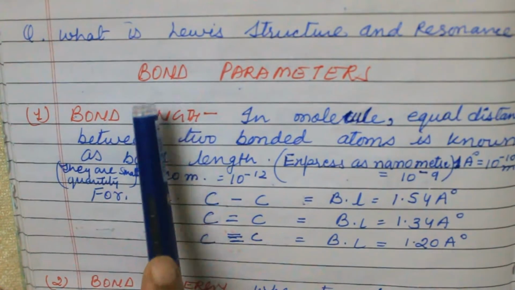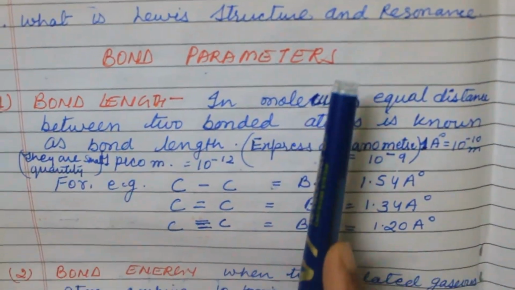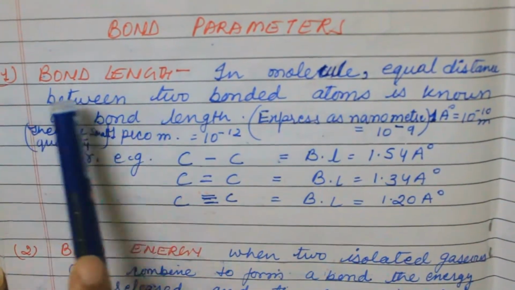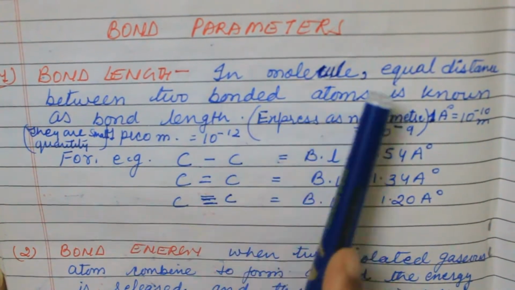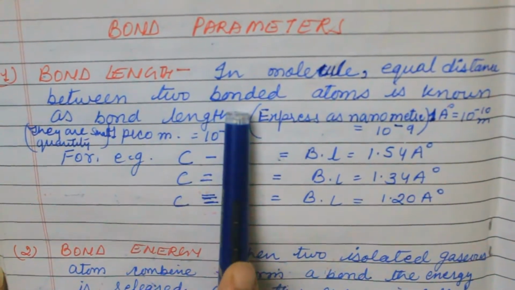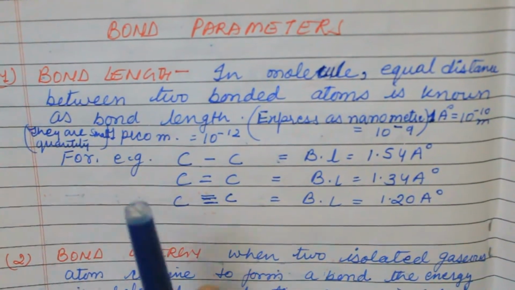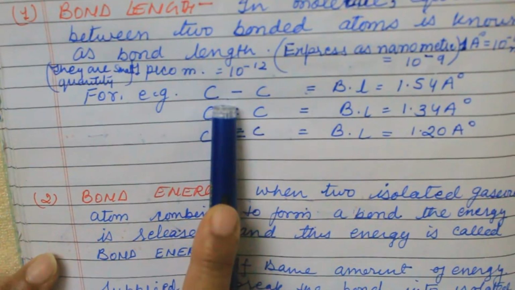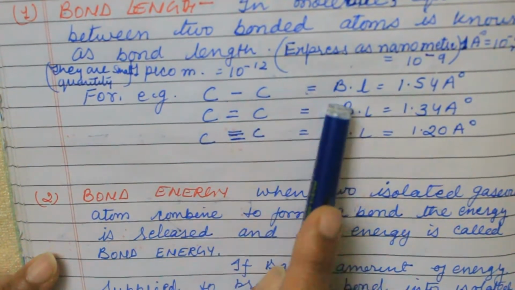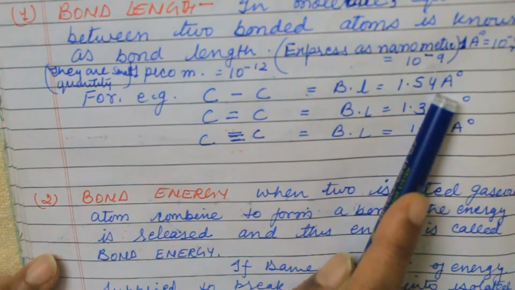Student, today my topic is bond parameters. In bond parameters, we have bond length. In a molecule, the equilibrium distance between two bonded atoms is known as bond length. For example, here the C-C bond is a single bond, so the bond length is 1.54 angstrom.